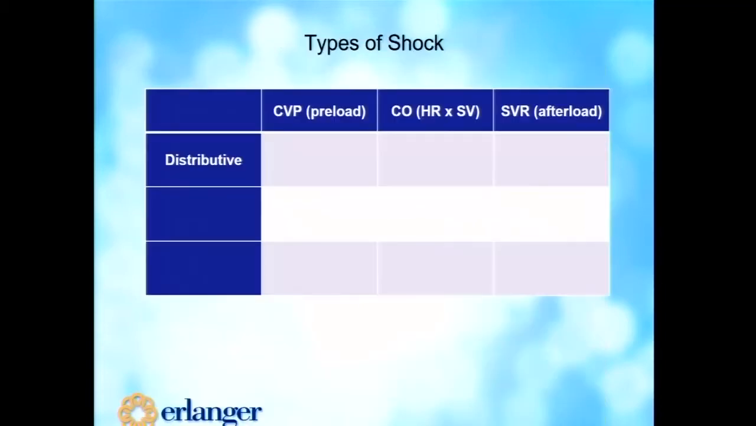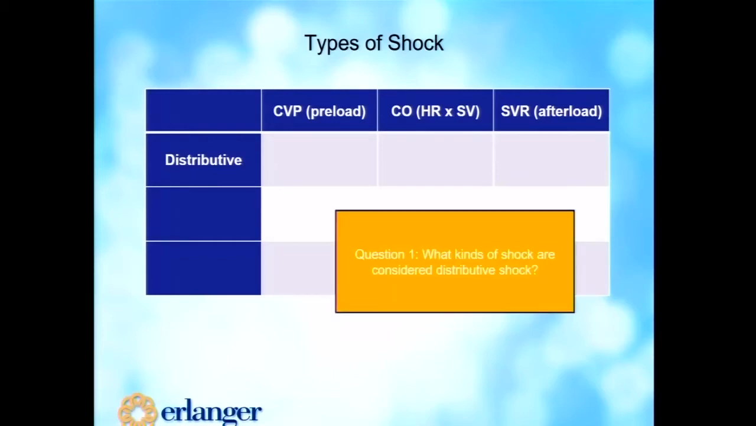And so now we'll move more into the meat of this presentation, which is determining types of shock, and then we'll move into the different pressors and inotropes. How we treat your shock is going to depend on what type of shock you have. So what we can do is look at these boxes. You have CVP, cardiac output, and SVR. Remember, your CVP is your preload, your SVR is your afterload, and heart rate and stroke volume contribute to cardiac output. Based on what's going on in the patient, this will help you determine what type of shock they have.